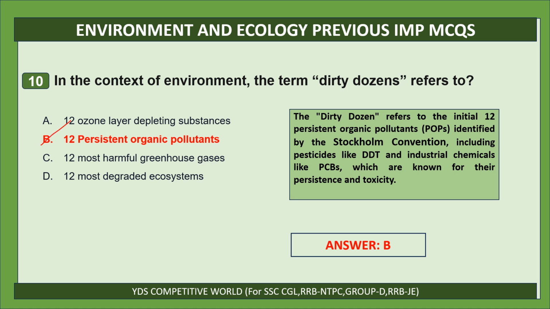Option B, 12 persistent organic pollutants is the correct answer. The dirty dozen refers to the initial 12 persistent organic pollutants identified by the Stockholm Convention, including pesticides like DDT and industrial chemicals like PCBs, which are known for their persistence and toxicity.